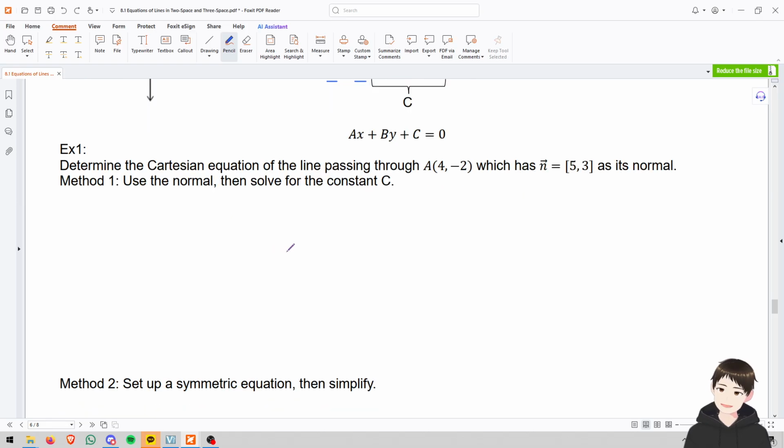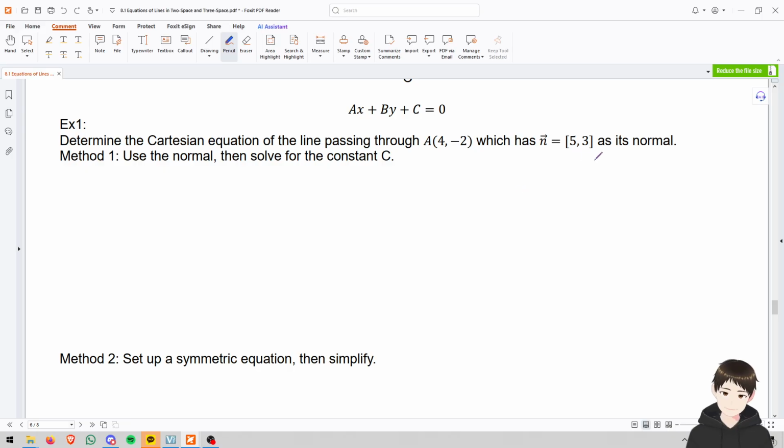I'm going to show you method 1, which is the quick way, and then method 2, which is the long way. So determine a Cartesian equation, aka a scalar equation, of a line passing through (4, -2) and has the normal (5, 3). What I'm looking for is something x plus something y plus something equals 0. That's the Cartesian equation.